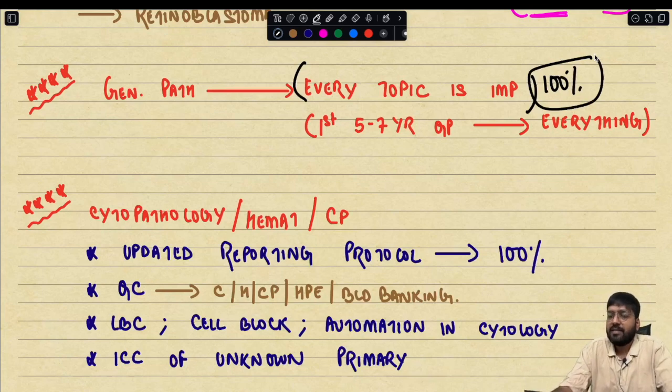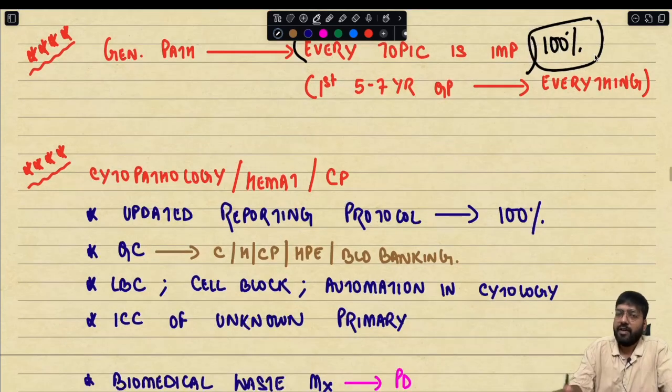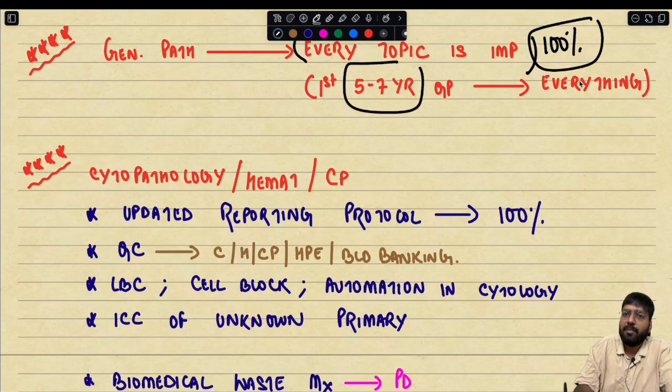So general path is something which is very important, and why it is important, it is very scoring also, because whatever you will read, it will come from there only. So first you start with the 5 to 7 year question papers, and then you go for everything, okay.